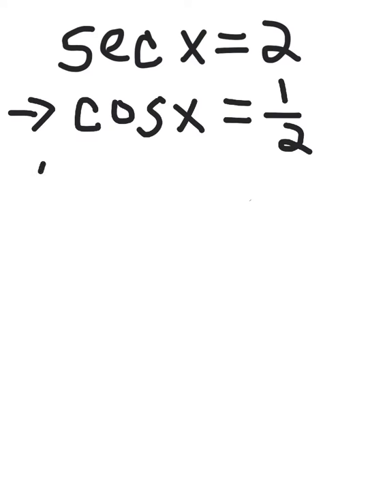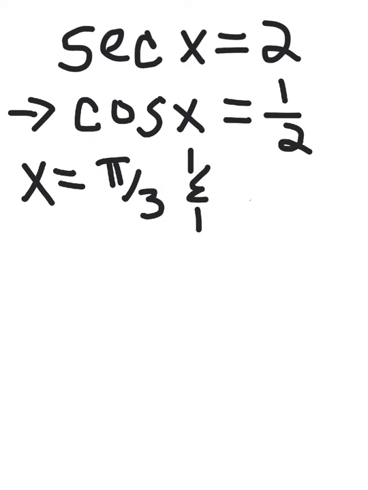Okay, using your unit circle, you should have come up with pi over 3, which is in quadrant 1. Cosine is positive in quadrant 1. Cosine is also positive in quadrant 4. And we were looking for the pi over 3 in quadrant 4, which is 5 pi over 3. These are two solutions that when we plug in either equation will make them true.